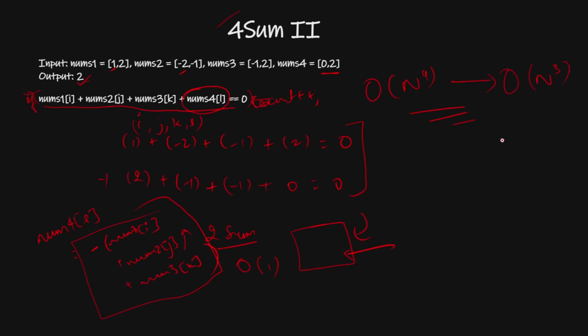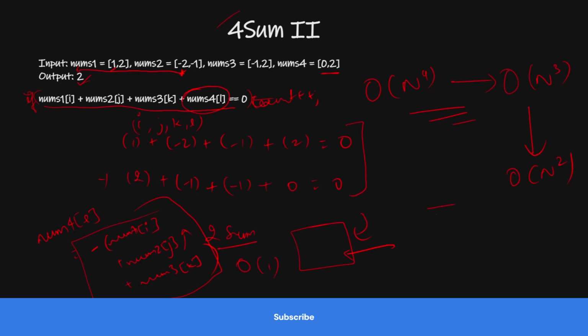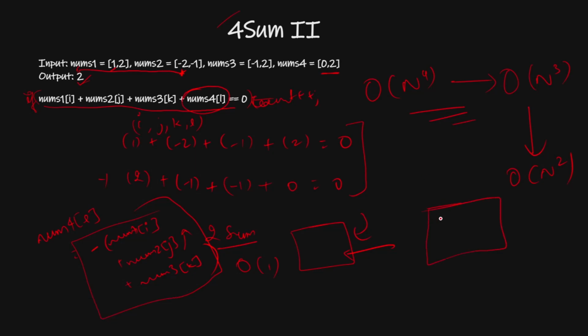Yes. Now how can I improve this from O(n^3) to O(n^2)? Let's see. I will store the sums of the first 2 vectors into my map. Let's say I store a plus b into my map. Now a plus b plus c plus d equals 0, and I have stored this, so I can access it in O(1) time. So c plus d equals minus of a plus b.